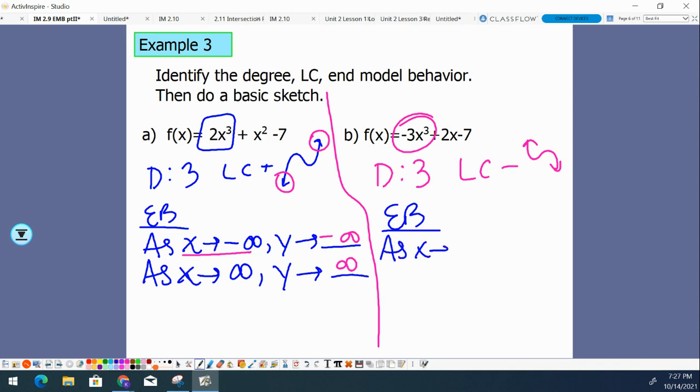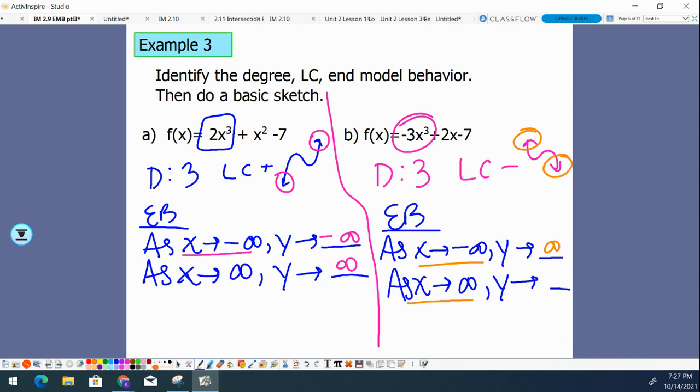So always start the same. As x approaches negative infinity, y approaches what? As x approaches positive infinity, y approaches what? All right, so then we look at the graph. The left side is pointing up to positive infinity. The right side is pointing down to negative infinity. So that's why we look at the degree, see if the leading coefficient is positive or negative, sketch a graph, and look at the graph.